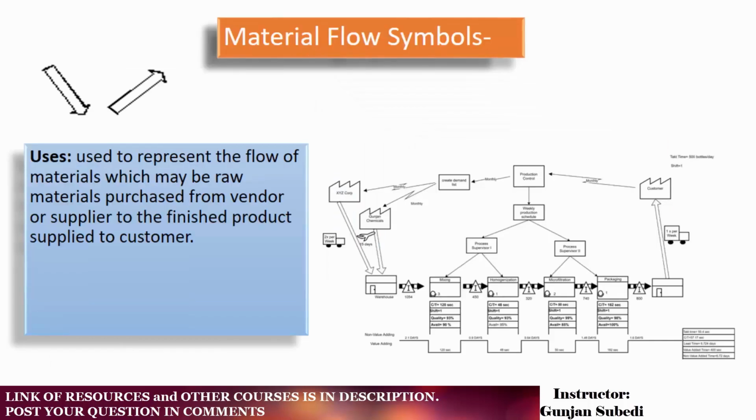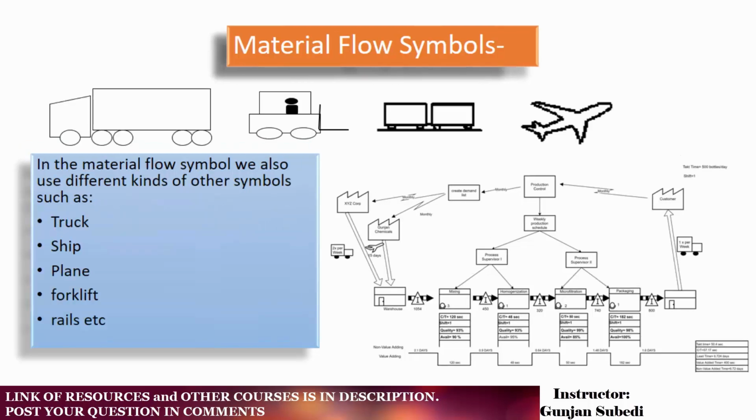This bold arrow is used to represent the flow of material which may be raw material purchased from the vendor or supplier to the finished product supplied to the customer. In the material flow symbol, we use different kinds of other symbols such as truck, ship, plane, forklift, rails, etc. to represent how the materials are transferred.